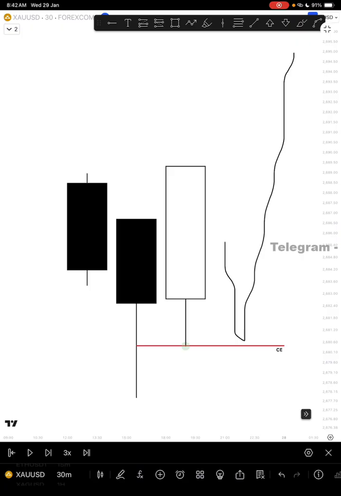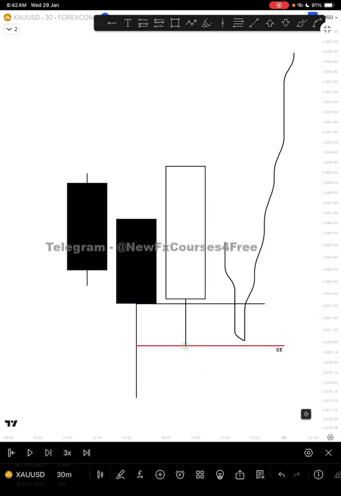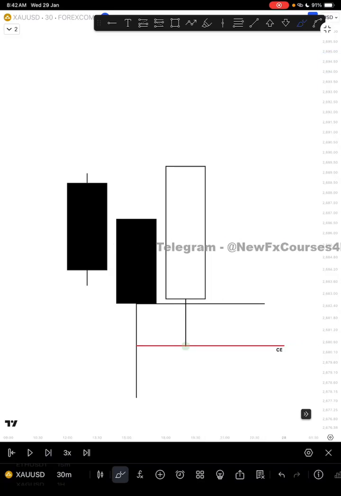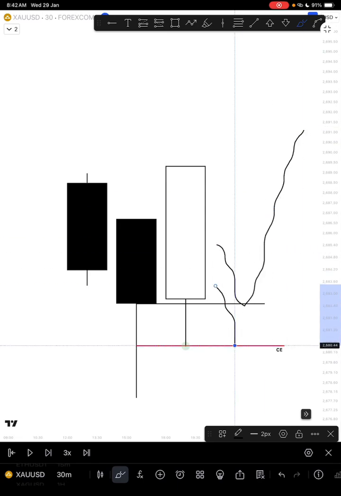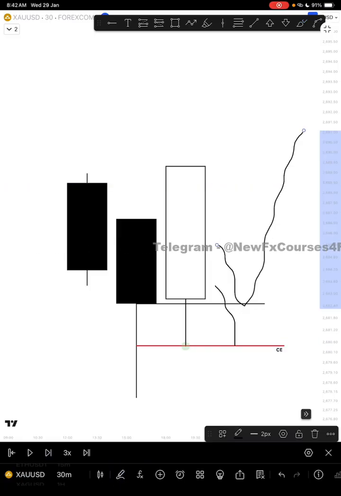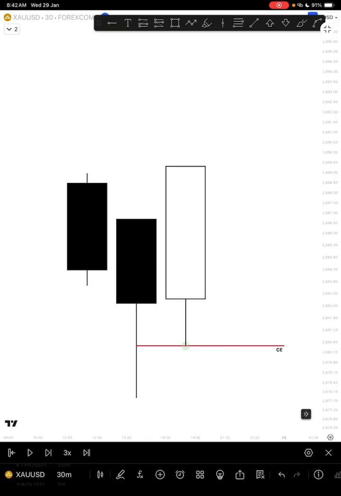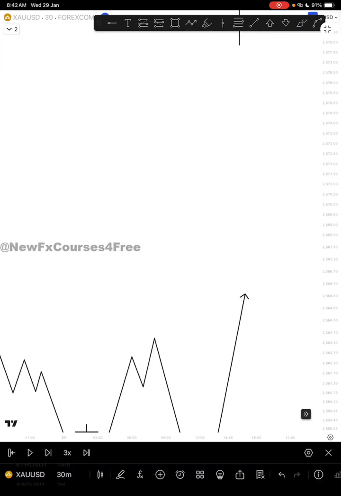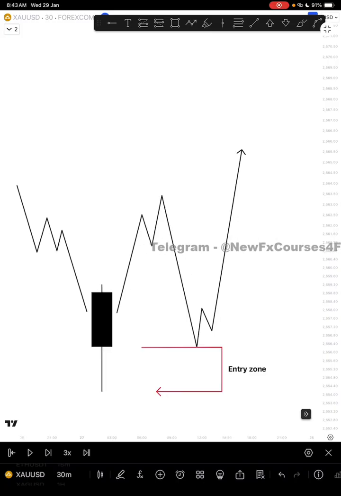You can enter off the first touch of this candle like this. The market might do something like this, then go higher, or might retrace to the midpoint of the rejection block, then go higher. So the midpoint of the rejection block is very, very sensitive. Don't ignore that. So going down, here is an illustration, and this is your entry zone.